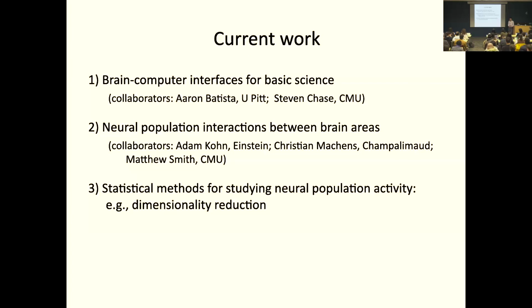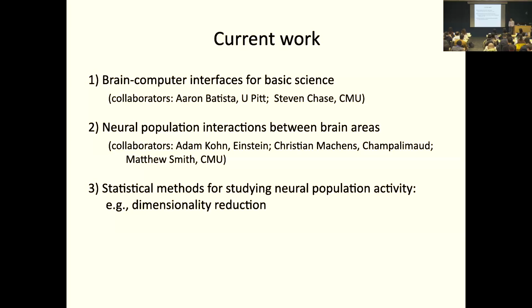The second group of projects involves studying interactions between brain areas. Let's say you have 100 neurons recorded in one brain area, and then you have another 100 neurons recorded in another brain area all at the same time. How can we begin to study how these different brain areas are interacting and talking to each other? This is joint work with Adam Cohn at Einstein College of Medicine, as well as Christian Machens at Champalimaud, and then in separate projects with Matt Smith at Carnegie Mellon.